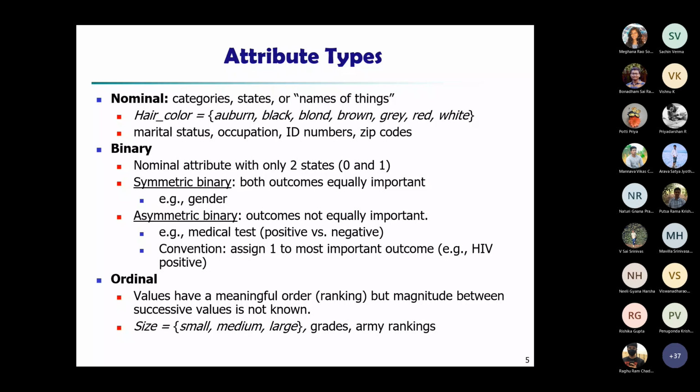So hair color can be one example. Another example could be occupation, like teacher, doctor. Those kinds of things. There is no specific order, but we can say programmer, dentist, so many kinds of occupation. Similarly, some ID numbers, zip codes, some marital status like married, single, divorced. So like this, you have so many. They don't have an order specifically, but they are some discrete values or categories we can say.